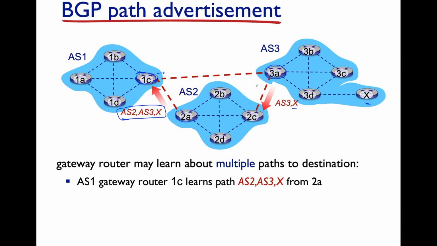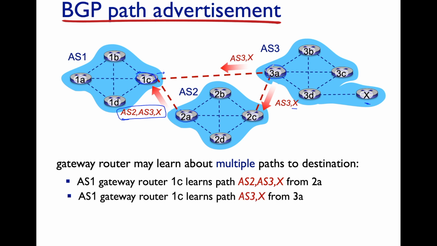Now the other message that it gets through eBGP is through that direct border that AS1 shares with AS3. So router 3A sends an eBGP message across that link it shares with the border of AS1, and it has that autonomous system, that hop, if you will, and it has subnet X. So AS1 gets that other message, and that message happens to be AS3 for subnet X.